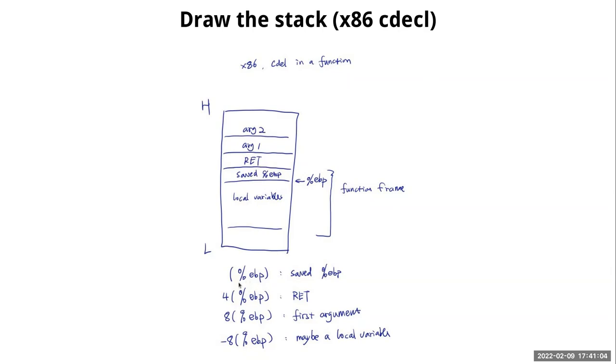For example, when you do a round bracket EBP, it means you are accessing the old saved EBP. If your EBP points to here, if you plus four, you're getting the return address. If you plus eight, you're getting the first argument. If you plus 12, the second argument, right? If you are doing something like EBP minus eight, then you are accessing something here. So that is where the local variable is. And this is what the function frame looks like.